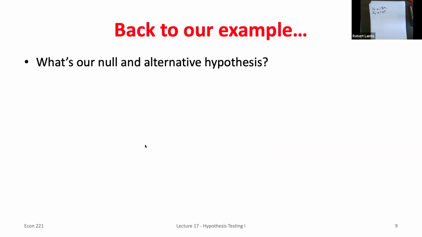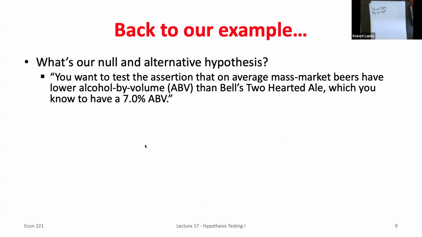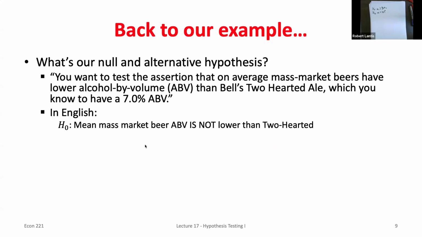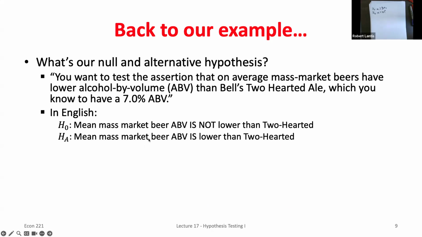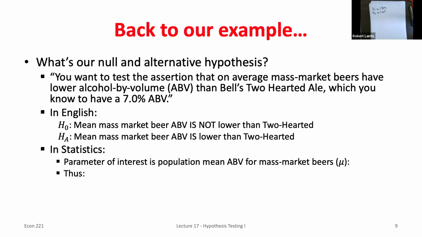All right, so back to our example. Right? We wanted to test for whether or not the average mass market beer has a lower ABV than Bell's Two Hearted. So in English, what I'm saying is I'm going to assume the exact opposite is true because my alternative hypothesis is that the mean mass market ABV is lower, right, than Two Hearted, or is lower than 7%. I'll assume the opposite is true, which is that it's not lower, or that it's greater than or equal to 7%. So here, right, my null is that it's greater than or equal to 7%. And my alternative, the thing I wanted to try to find, is that it's less than 7.